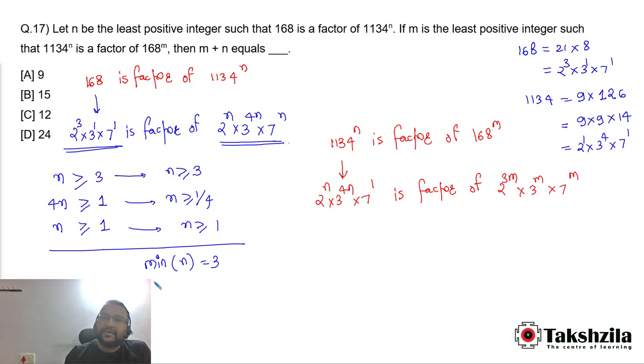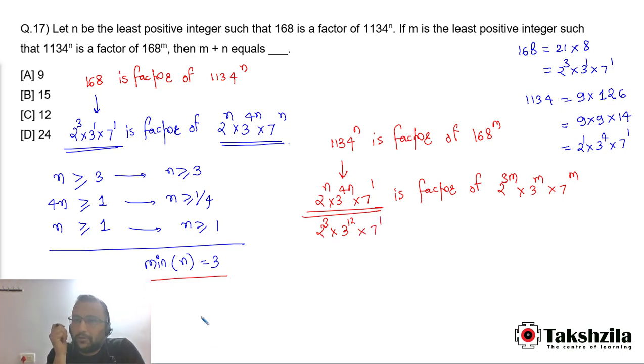Now यहाँ पे हमें पता है कि n का वैल्यू is 3. We are supposed to use n is equal to 3 now. So this number becomes 2 to the power 3 into 3 to the power 12 into 7 to the power 3. Now first number is a factor of second number. So power of 2 in second number is 3m, that should be greater than or equal to power of 2 in the first number. Power of 3 in the second number should be greater than or equal to power of 3 in the first number, because first number is a factor of second number. Second number should be bigger one or equal.